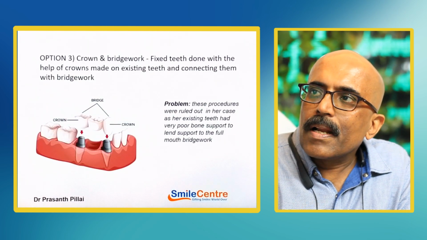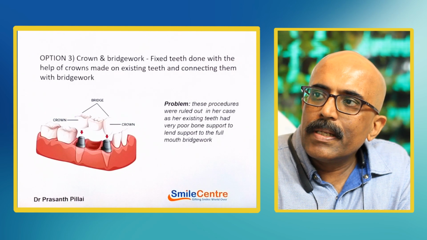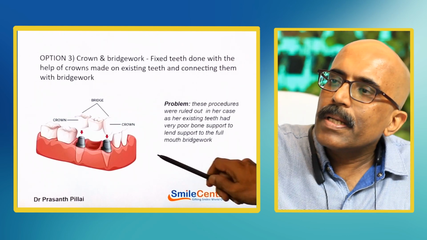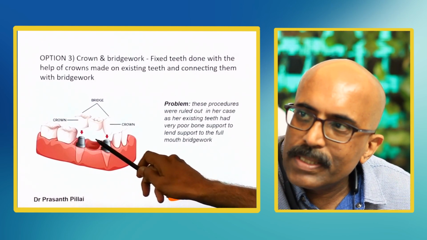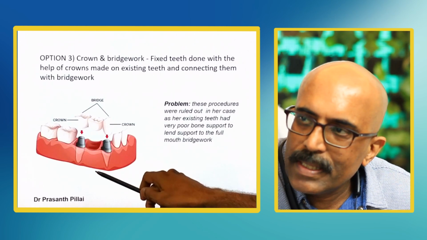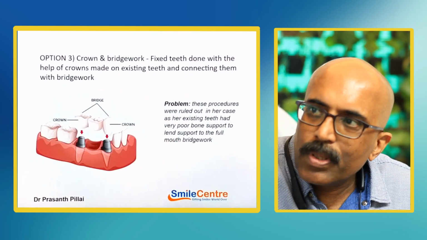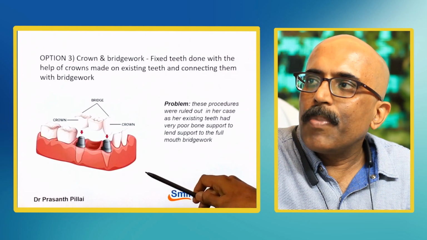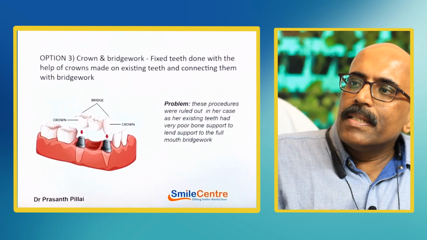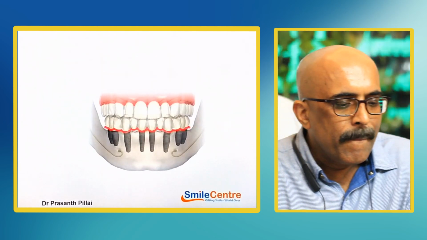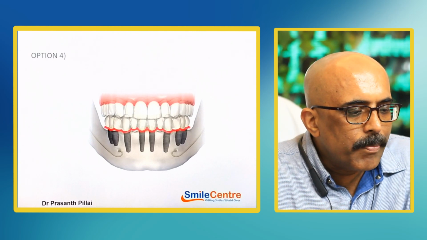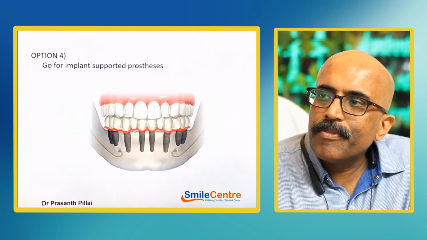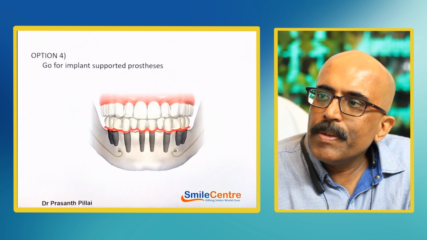Option 3, crown and bridge work, was ruled out in her case because in a bridge work you need to take support from the two adjacent teeth which are there beside, so that you are able to support the bridge. But in her case that was not possible because the existing teeth were all mobile. And the final option was implant supported fixed teeth, which was what we provided her with.